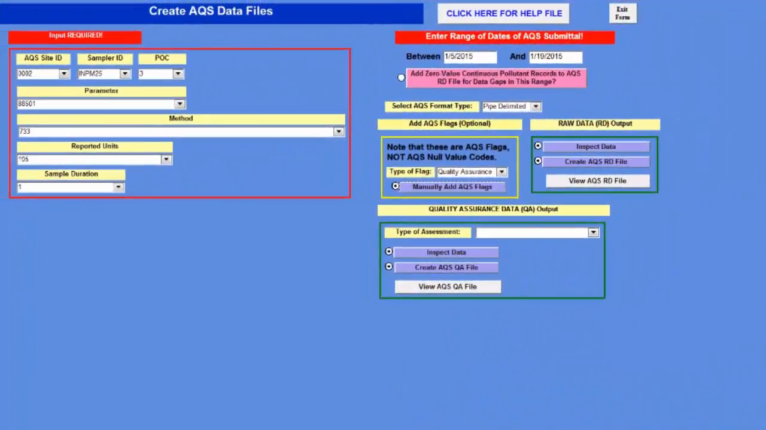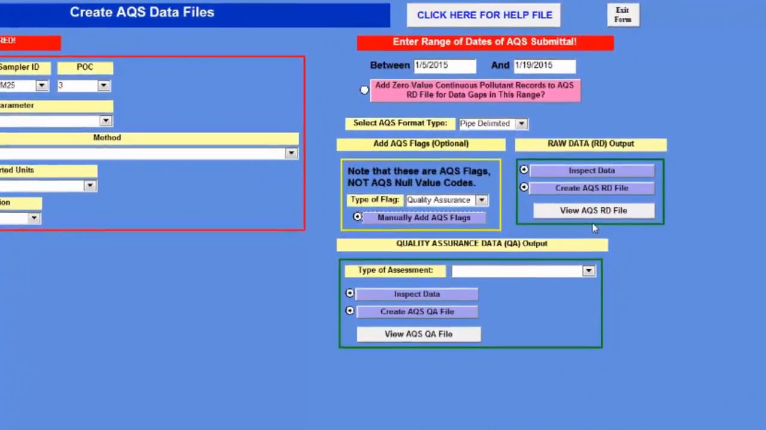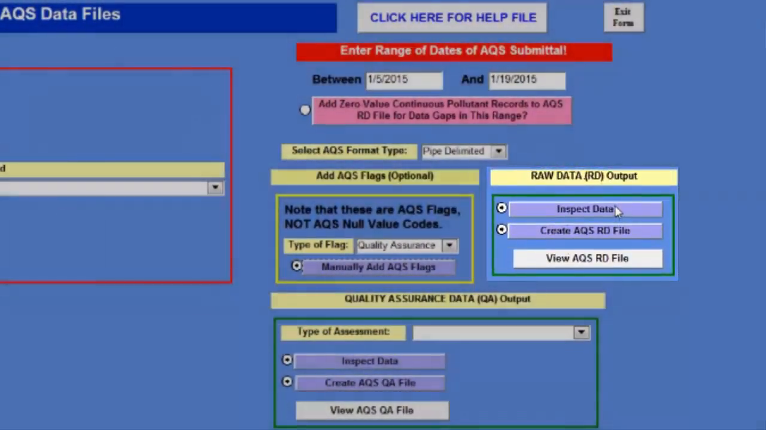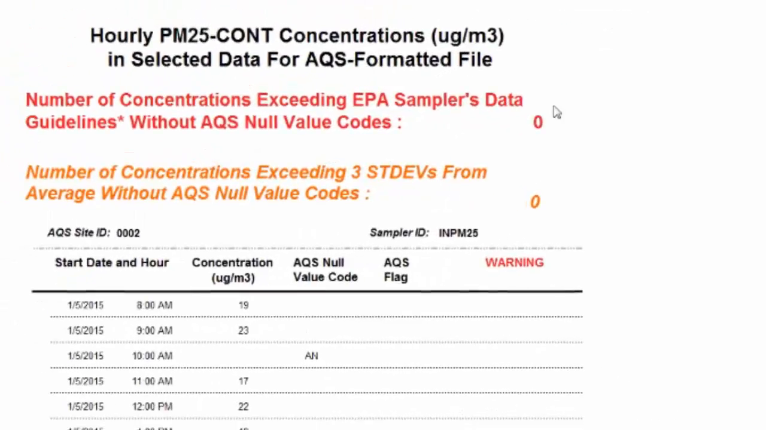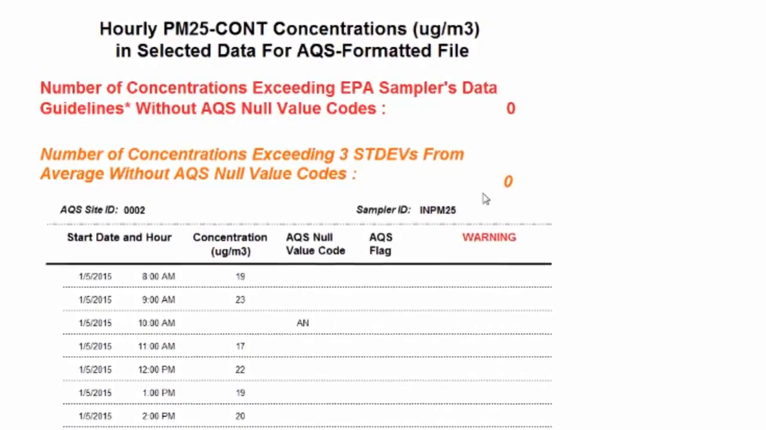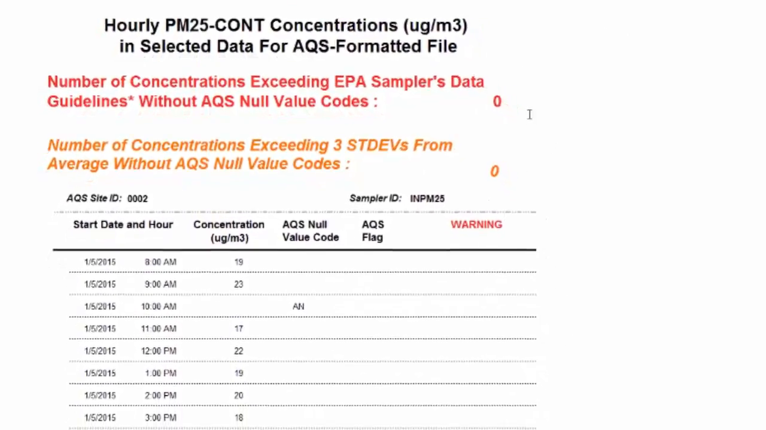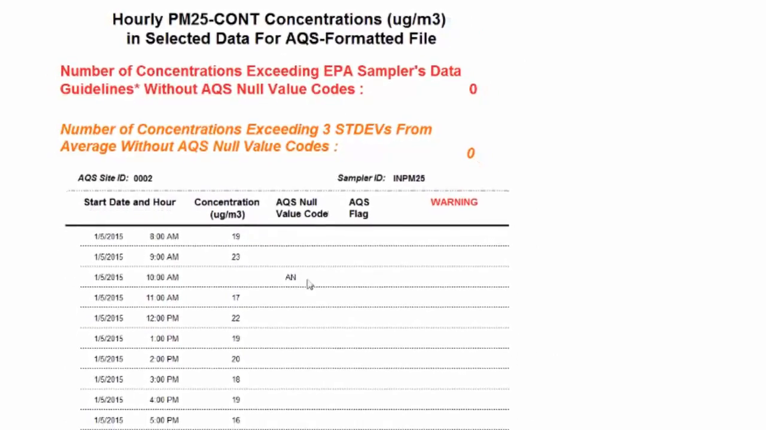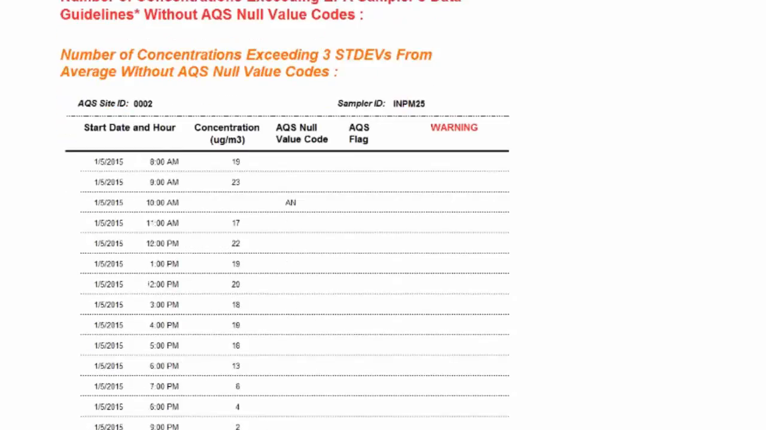Now I need to go to the raw data output steps here. The first thing I want to do is inspect the data. Again, for my data set, I just have zeros here, so the Toolbox is not giving me any warnings about my data. I'm just going to scroll through these data. And again, notice my AQS null value code, and my concentration value is nulled out. I'm just going to scroll through my data and give it a quick look.